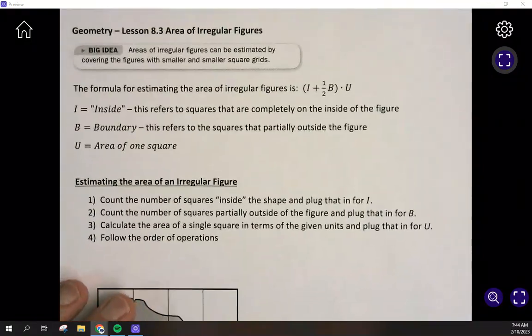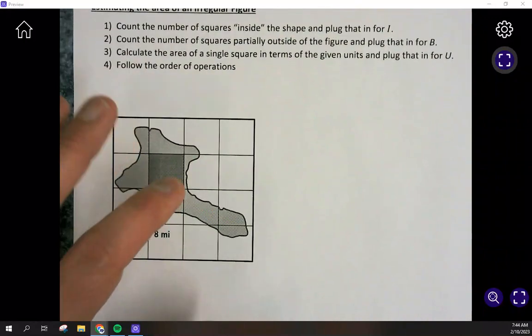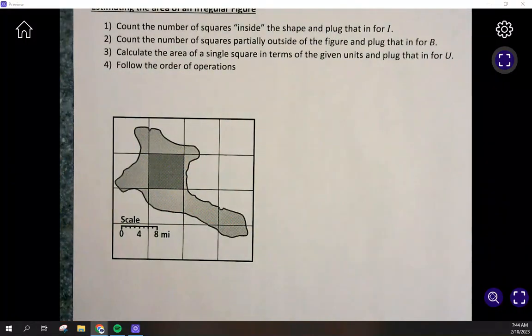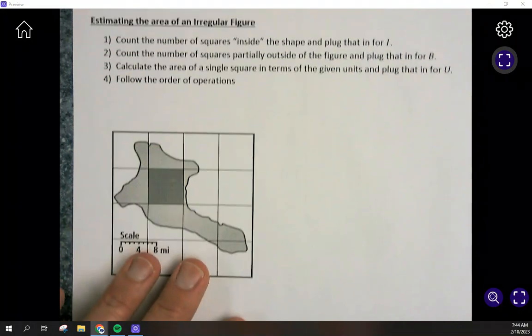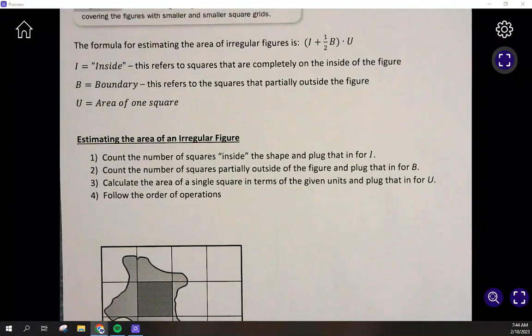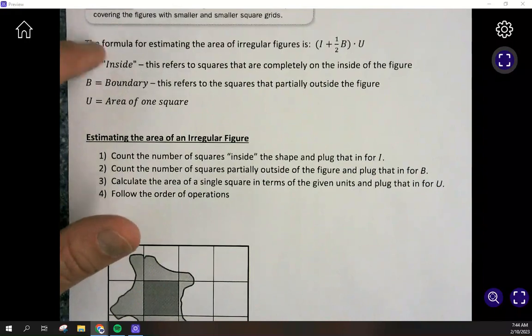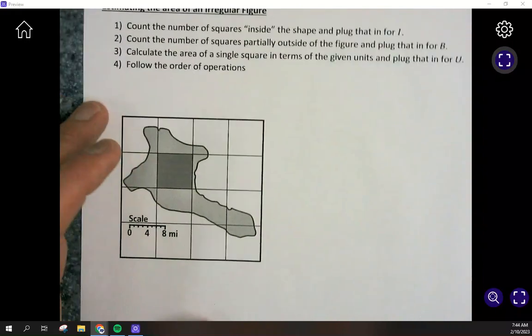So when we do this, we're not actually going to get crazy and look at this and say, well, I think that's 0.10 of a square, and this is half, that's 0.5. So we're not even going to get that exact. We are just going to count the number of squares that are inside. So that would be the shaded one right here.